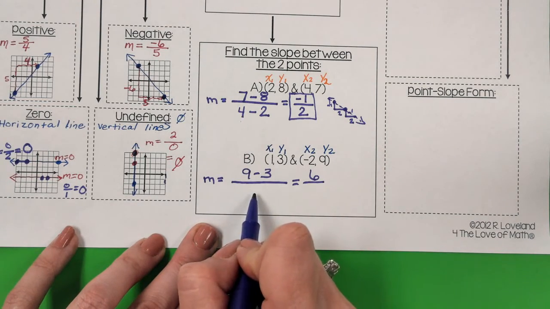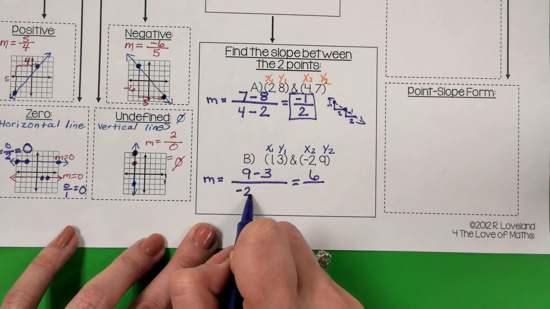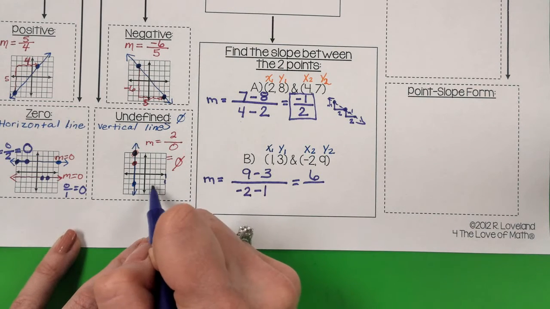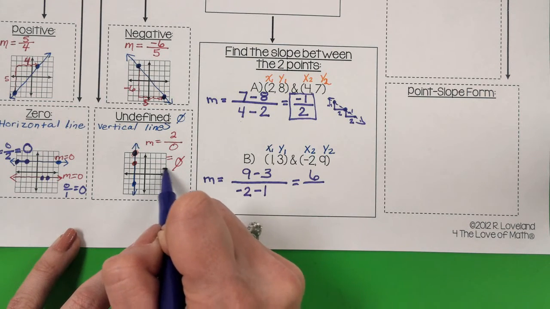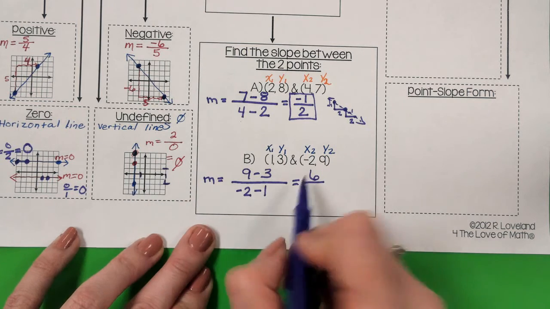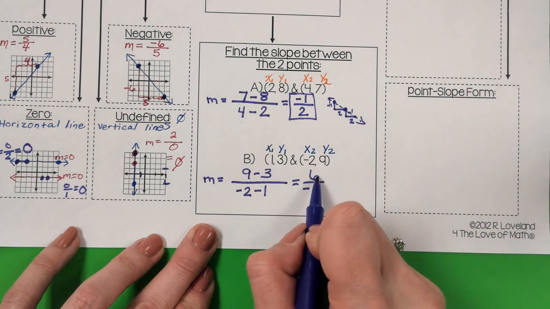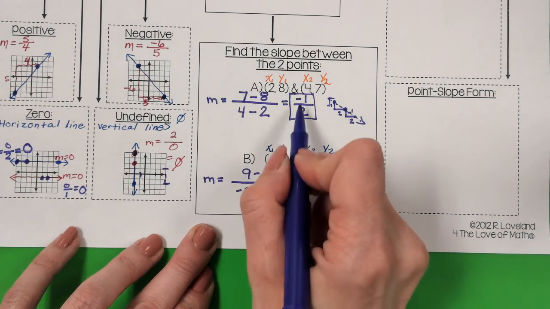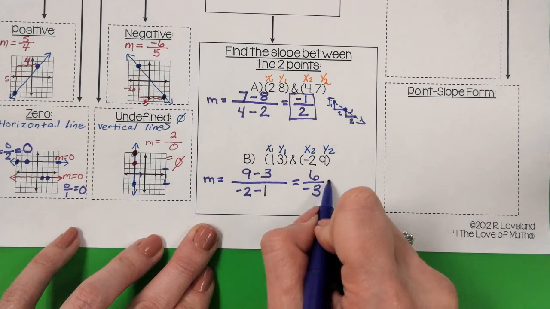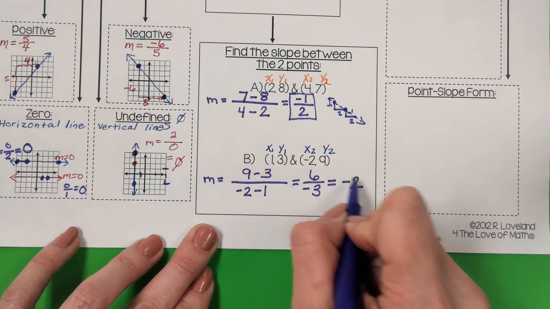Then we do the x's for the run. If the second x is negative 2 and the other one was at 1, from negative 2 up to 1, that's 3, so that's negative 3. And when it can be reduced, because it's a fraction, you always must reduce. 6 divided by -3 is -2.